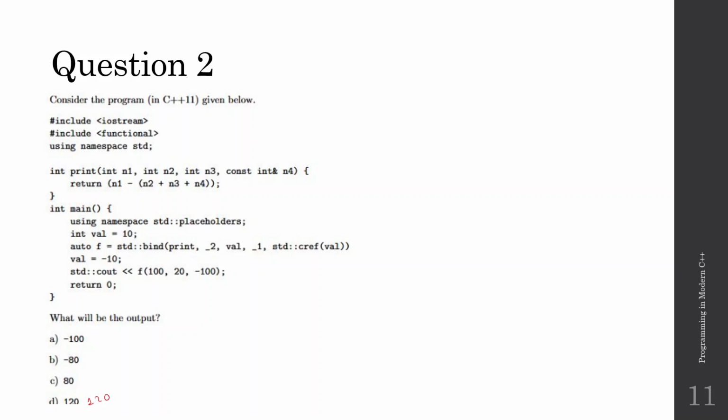So here we have a function called print, which accepts three integers and a constant integer reference, and then it does some summations and subtractions. Then we have a main function, which has some variables, and it creates a function f using std bind. Okay, and it uses all this, and then we are calling this f function with three arguments. So then what will be the output here?